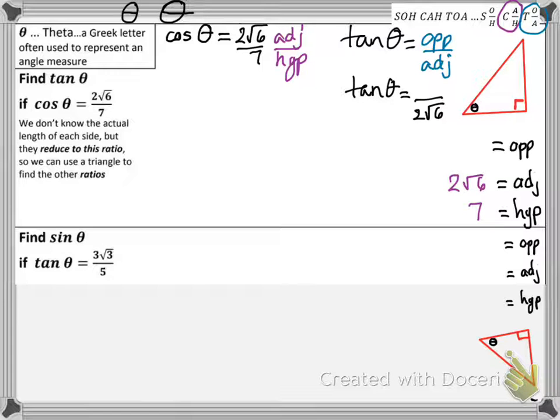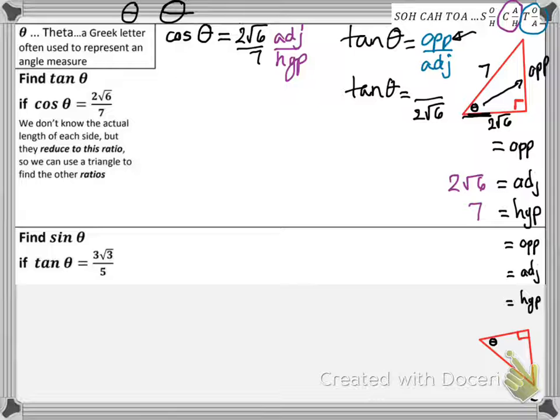Here we have theta, and there's the side opposite theta. I don't know that one yet. And then we have a hypotenuse, opposite from the right angle by our hypotenuse. I know that that is 7. And the one that touches theta is my adjacent side, and I know that that is 2 root 6. So I'm looking at a right triangle, and I need to know the opposite side. That's what I'm aiming for.